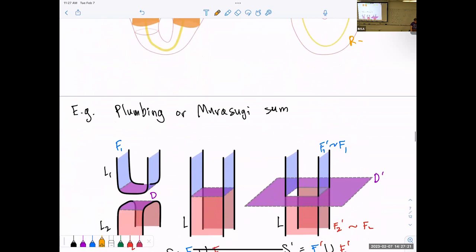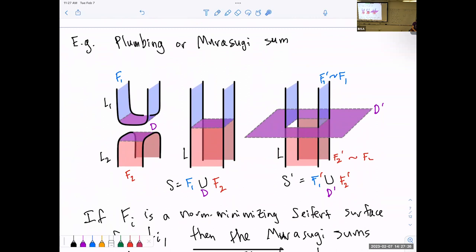Another example is a plumbing, or Murasugi sum. So if I take two links, L1 and L2, with minimal genus Seifert surfaces bounding them, Thurston norm minimizing or taut Seifert surfaces if it's a link, then there's a concept of plumbing, which is drawn here, or Murasugi plumbing, where you might have higher degree polygons. So you look for a rectangle in the surface that has alternating sides lying on the link and in the interior.